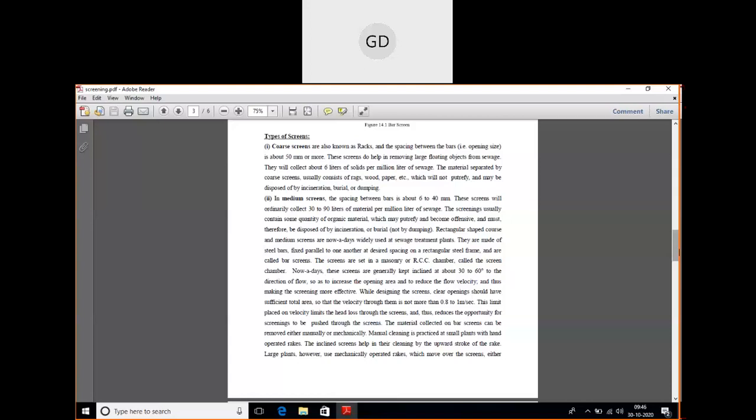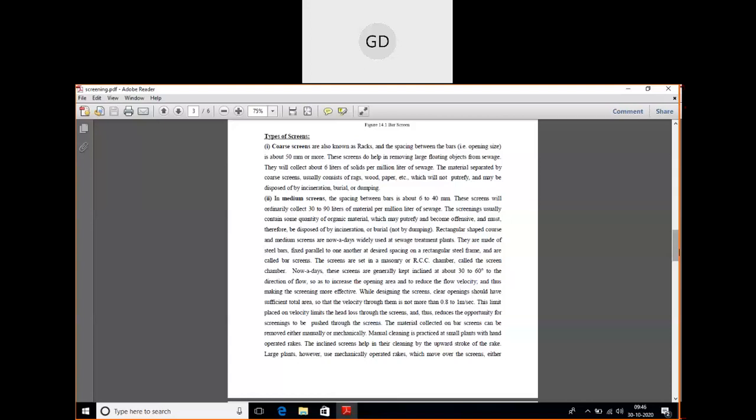The screenings usually contain some quantity of organic material which may putrefy and become offensive, and it must therefore be disposed of by incineration or burial. And it is here, the metro sewage is not being dumped.